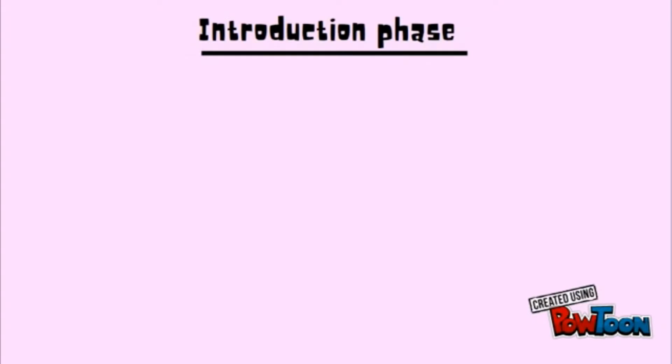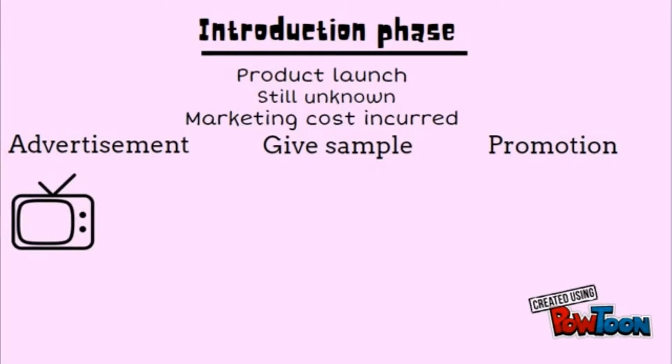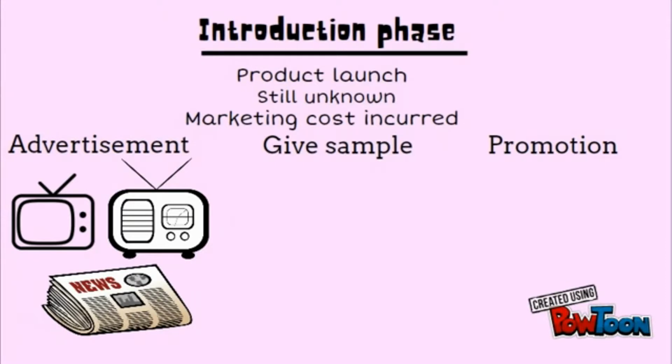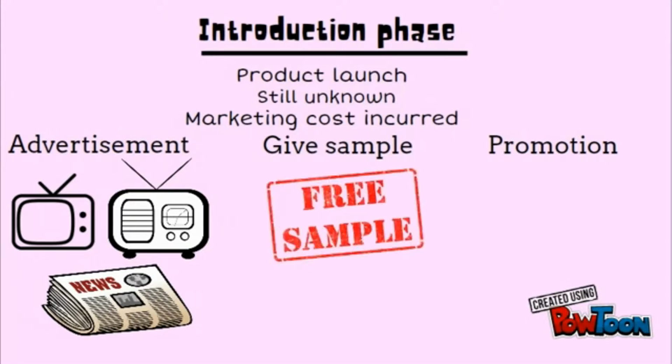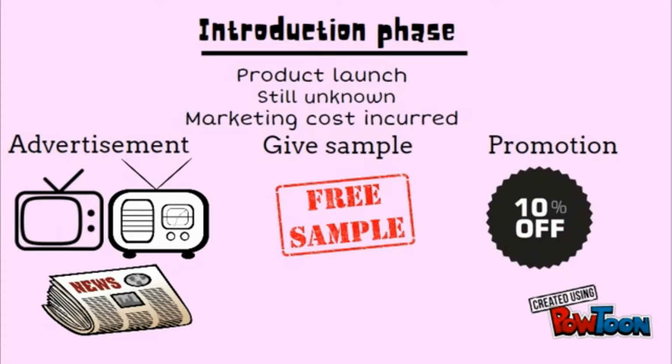Moving to the introduction phase, the product is launched but is still unknown to the market. In addition, firms have to bear marketing costs, which are advertisement, giving samples, and promotion. A firm can advertise using television, radio, flyers, newspaper, and magazine. A firm can also give samples to make people aware of the product, while for promotion, a firm can give a discount to their customers.